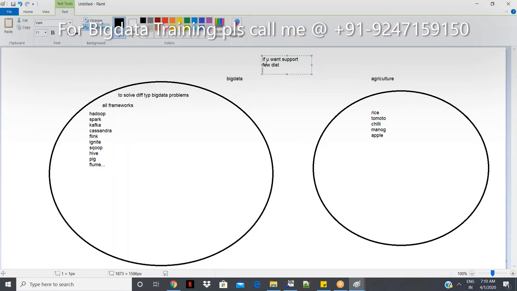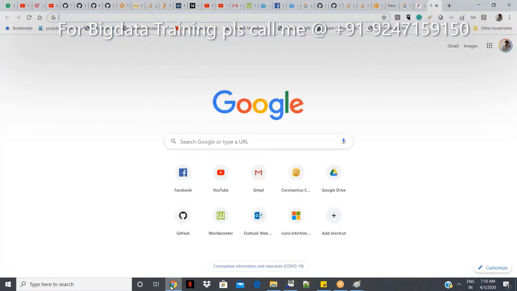That's why a few third party distributors came into the picture. What are they? A few third party vendors, like Cloudera, Hortonworks, MapR, Amazon. Just a minute, I will show you.